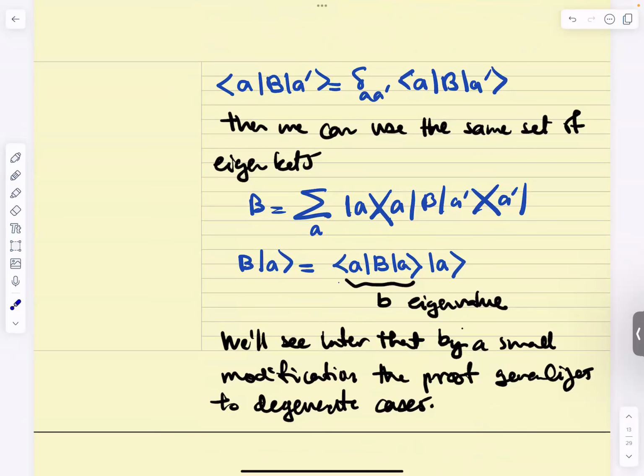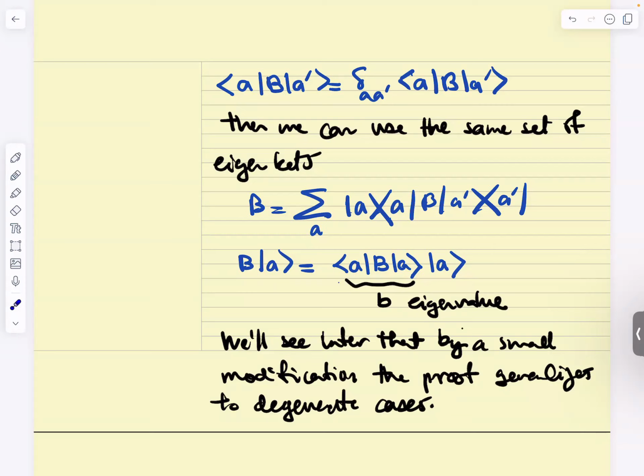So for this argument, it was essential that the operators are not degenerate. It's actually unnecessary. We will later see that the same result goes through even if there are degeneracies. So in summary, observables that can be measured simultaneously commute, and those that cannot be measured simultaneously don't commute.